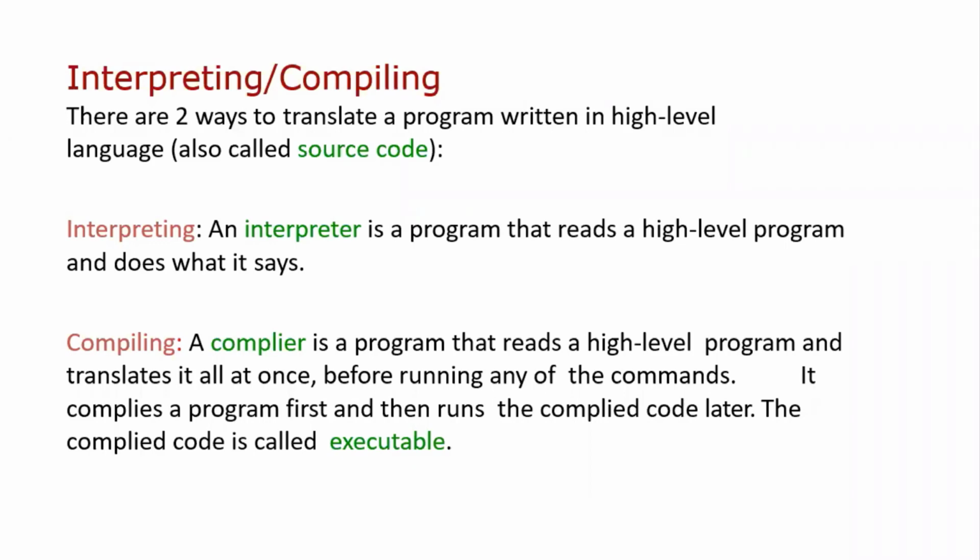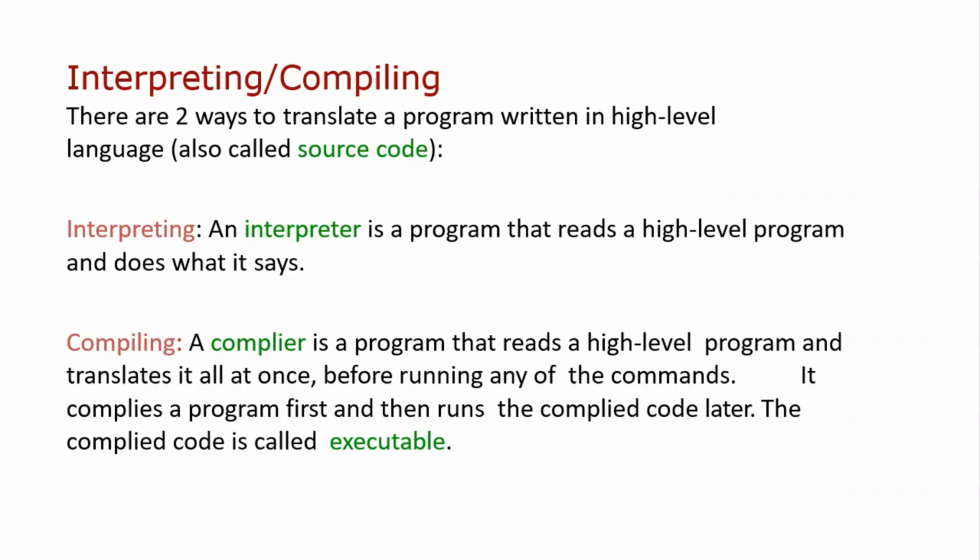I want you to know that what we're doing right now is the interpreting. It's something that we write and then we execute. We don't have to write everything in order to make a whole program. So an interpreter is a program that reads a high-level program and does what it says. A compiler is a program that reads a high-level program and translates it all at once. This is the difference. Before running any of the commands, it compiles a program first and then runs the compiled code. We're going to talk about this later, and you will learn about this in depth in other courses. But for now, we're going to work with something called an interpreting language. Okay, this is Python.